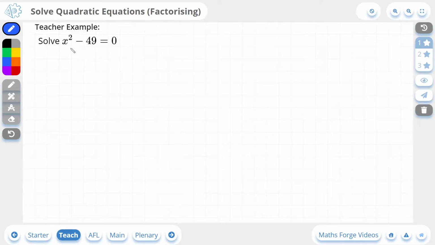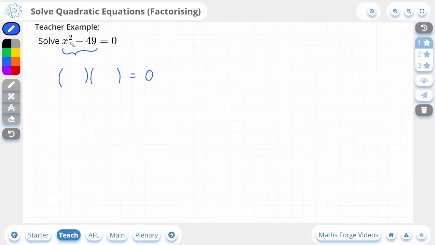So let's take a look at our first example. Here we're being asked to solve x squared minus 49 is equal to 0. You should know that x squared minus 49 is known as the difference of two squares. Now the difference of two squares factorises into two brackets, and what goes into these brackets you can actually get from the equation itself.